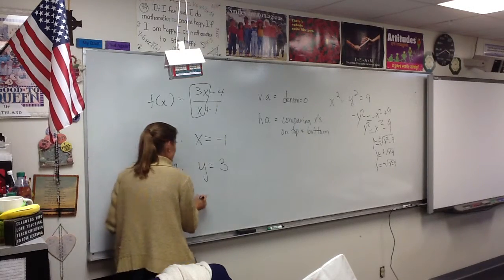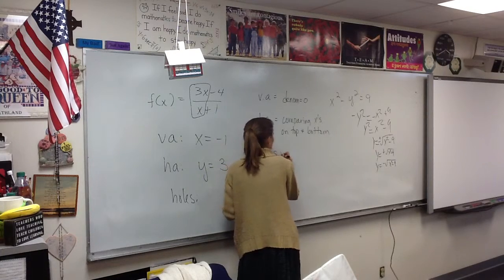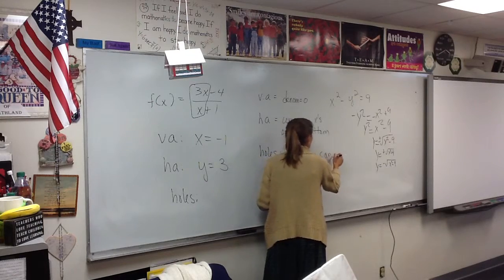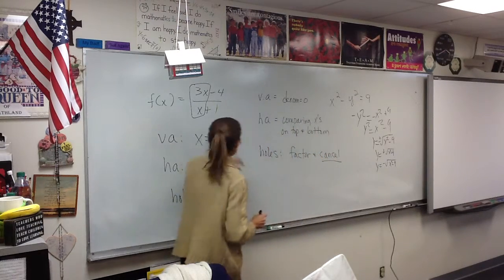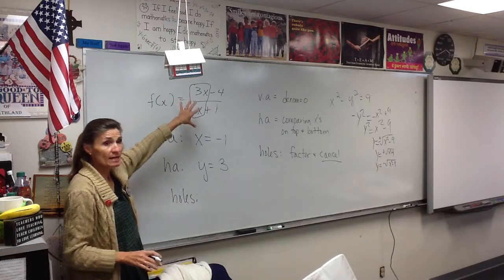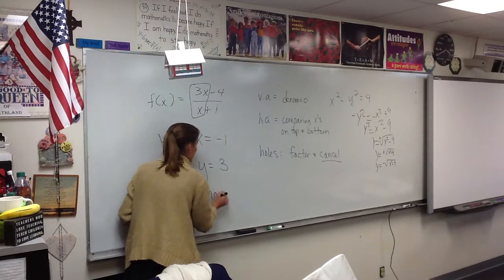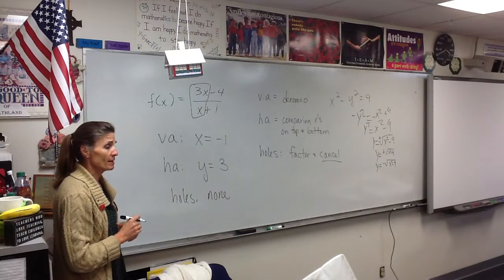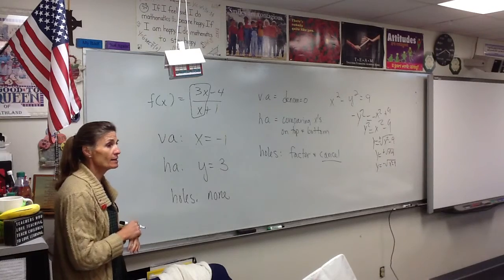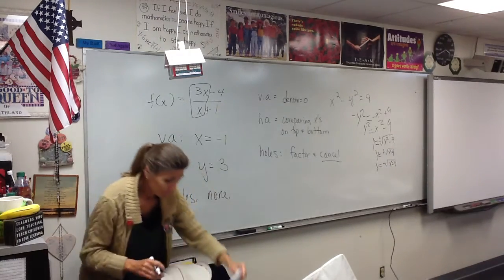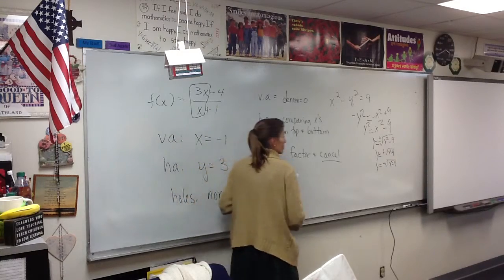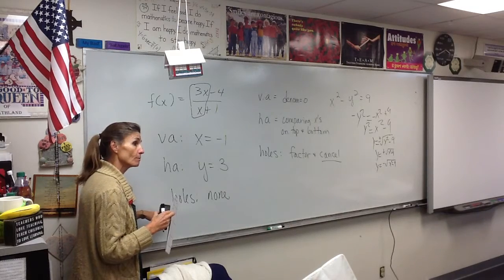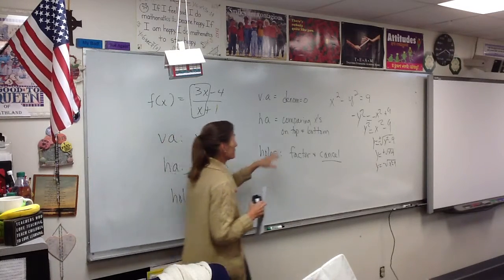And then where do holes come from? You have to factor and cancel. That's the key. In this problem, is anything going to factor and cancel? No. So this one has no holes. Holes only happen if you can factor and cancel. What's the X hole again? I'm saying, how do you do it again with X holes? To get a hole, you have to be able to factor and cancel.